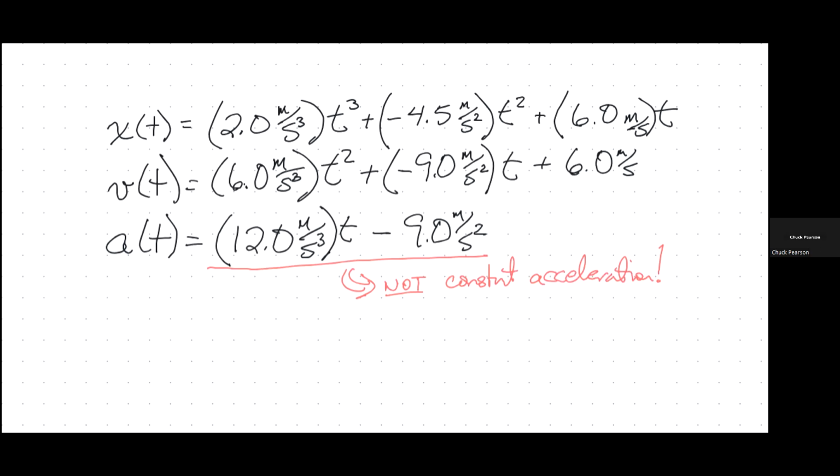If you get really sophisticated in studying this stuff, you find that there's a term, jerk, that represents that 12.0 meters per second cubed. We won't talk much at all about jerk. It's not a useful idea for most of the applications we go through.